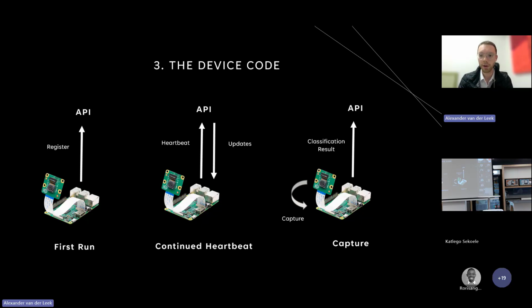Then at regular intervals, it captures an image from the attached camera, runs inference using the TensorFlow Lite model downloaded, records the classification result with a confidence score, and sends this back to our API.